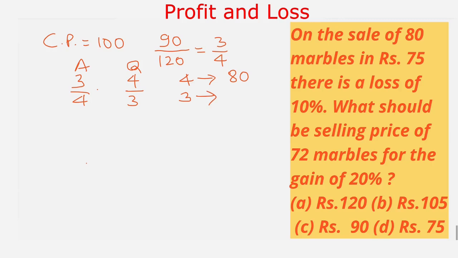3 should be equal to 60, as 4 is equal to 80 marbles. Then 3 is equal to 60 marbles. If we sell 60 marbles in rupees 75, then we are going to make the profit of 20% in place of 80 marbles. Now it is very easy.